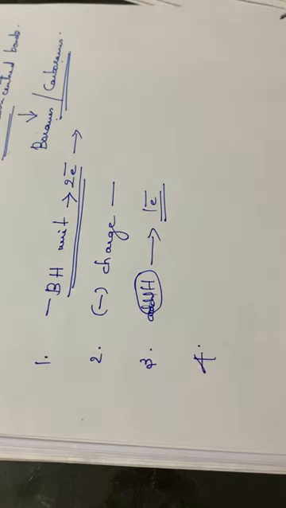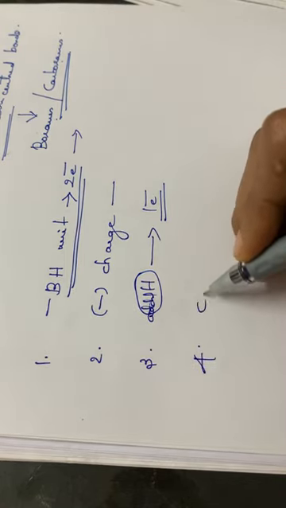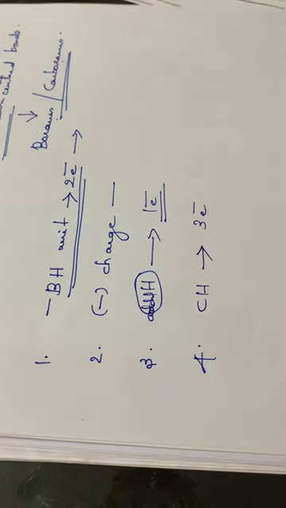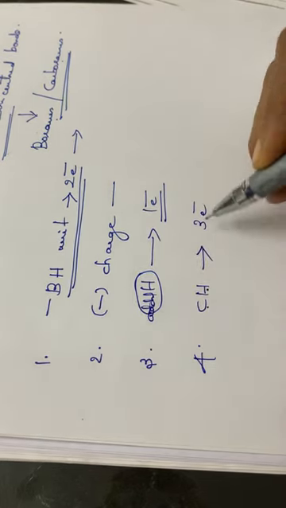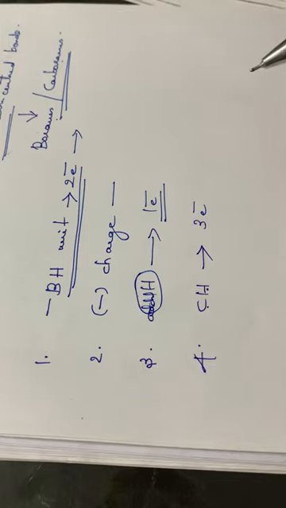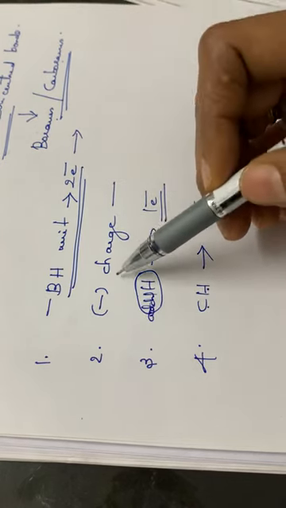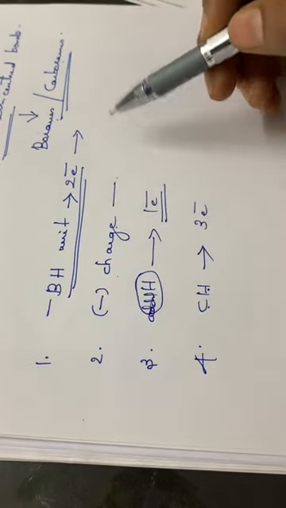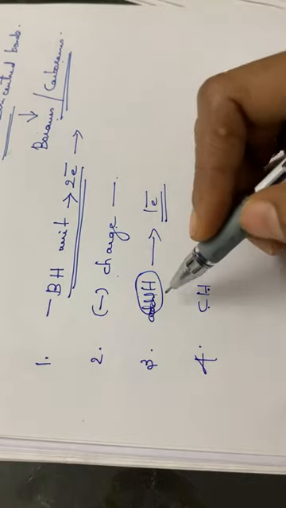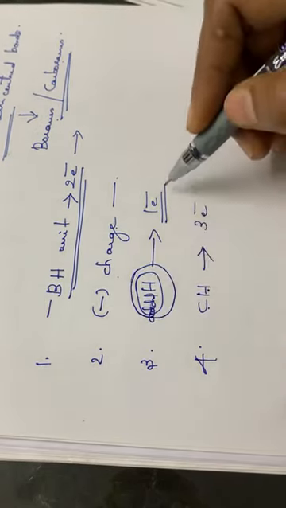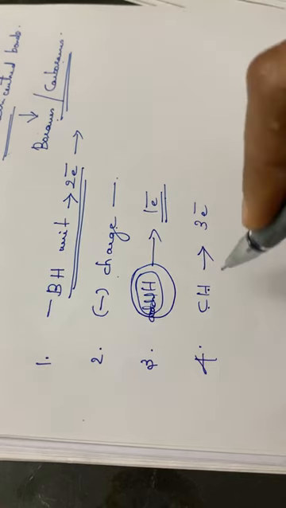Then the fourth point is that each CH unit will be contributing 3 electrons to the skeletal bonding. So once again I will tell you, each BH unit will be contributing 2 electrons. Negative charge will also be contributing 1 electron to the skeletal framework. Then additional hydrogen atoms will be sharing 1 electron to the skeletal framework.